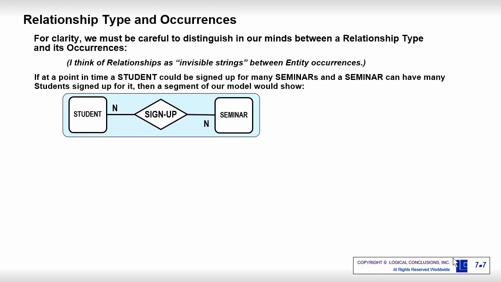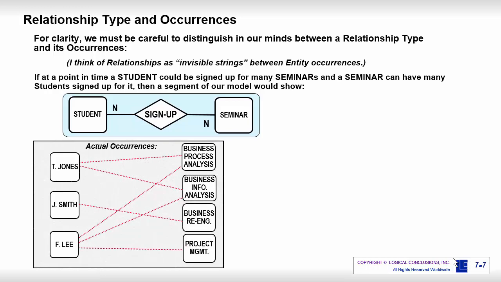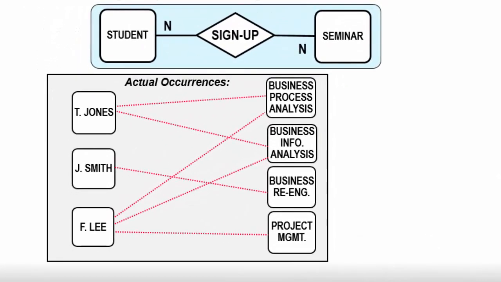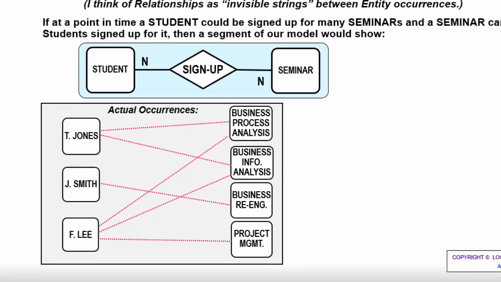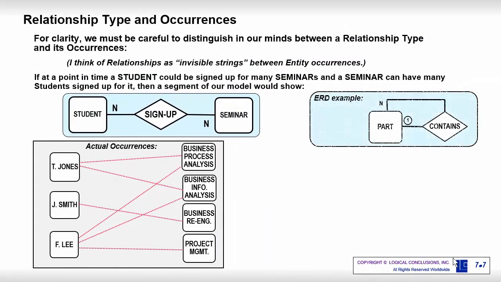For those database people watching this tutorial, this is analysis, not design. We show many-to-many relationships on our analysis models. In the real world, the actual occurrences of relationships and entities may look something like the diagram on the lower left. In this sample, the student Jones is signed up for 2 seminars, and Lee is signed up for 3, and the Business Info Analysis seminar has them both signed up. The red dashed lines are my invisible strings I mentioned earlier.